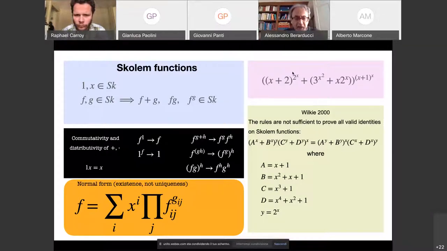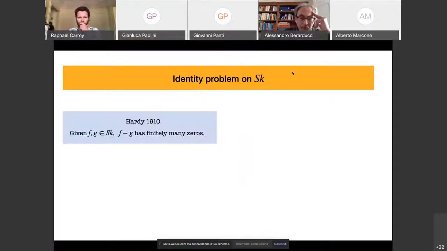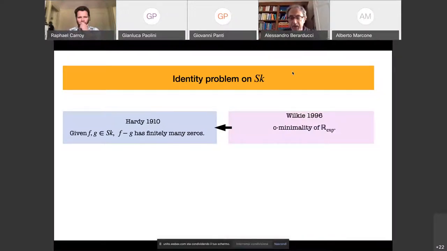Anyway, the problem now arises how to prove that two such expressions are equal, since you don't have a normal form. So the first problem is the identity problem. One observation that you can immediately make is that if you take two Skolem functions, the difference has finitely many zeros. Actually, this can be seen as a special case of the o-minimality of Rexp, the reals with the exponential function, because every definable set using plus, times, exponentiation over the reals has finitely many connected components. This is the famous o-minimality result of Wilkie.